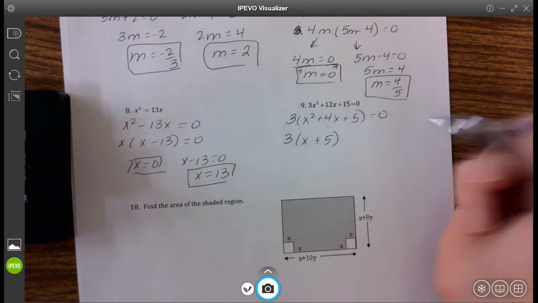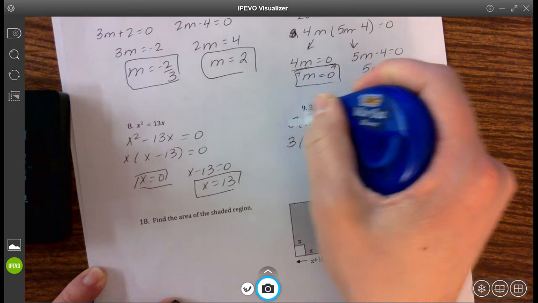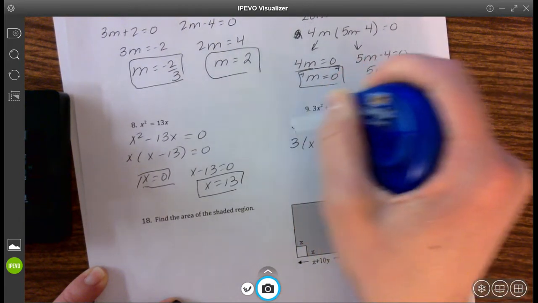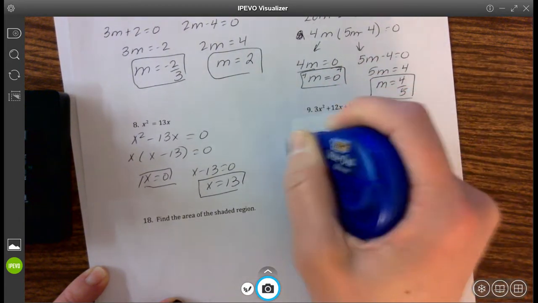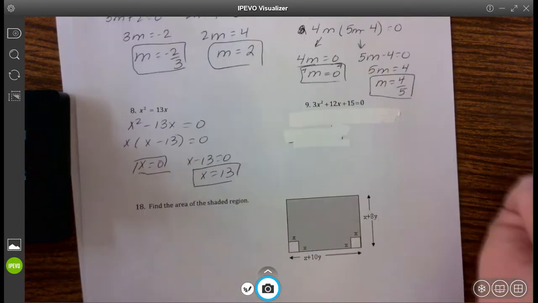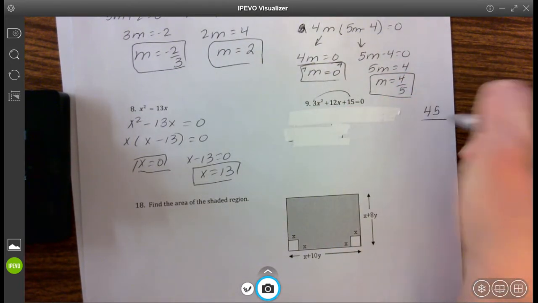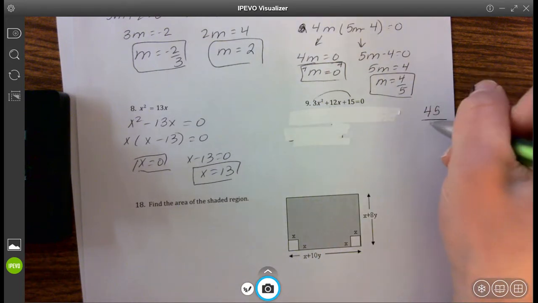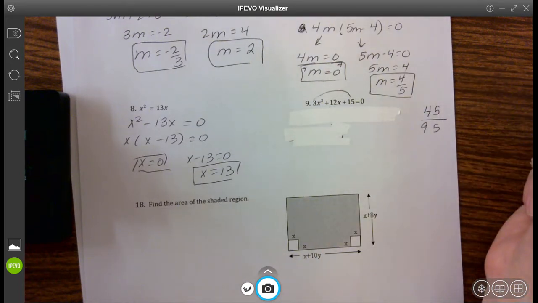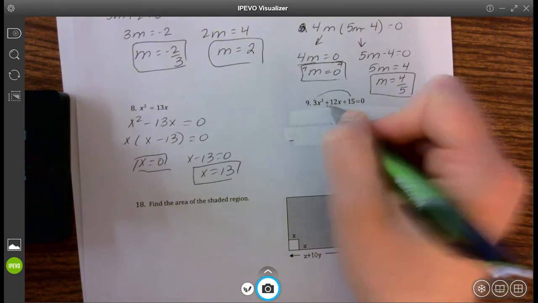Oh, that doesn't make sense. That doesn't work. So we can't use a GCF. Let's see if it's even factorable. If it is factorable, the GCF didn't work. Well, let's see. 3 times 15 is 45. Are there factors of 45 that give you 12? Well, there's 9 and 5. 15 and 3, but that'd have to be negative.